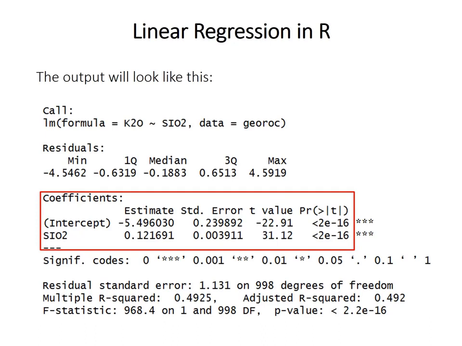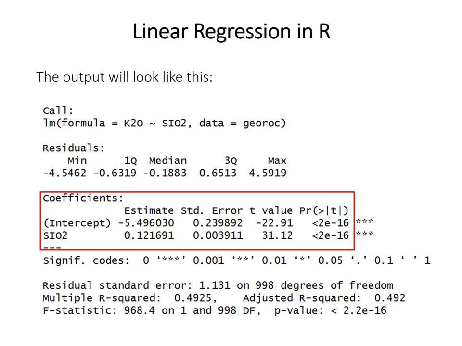The second part gives the information about the coefficients. So the intercept row can almost always be ignored. The p-value is testing whether the intercept differs significantly from zero, which is almost never interesting. So we pretty much just focus on the second row here. In this case, it's labeled with the name of the independent variable. I used SiO2 in this from the GeoRock dataset.